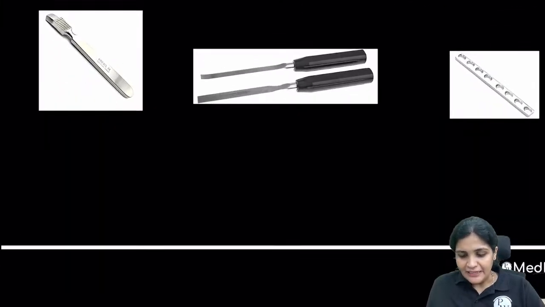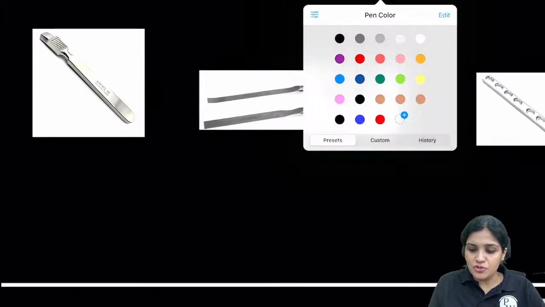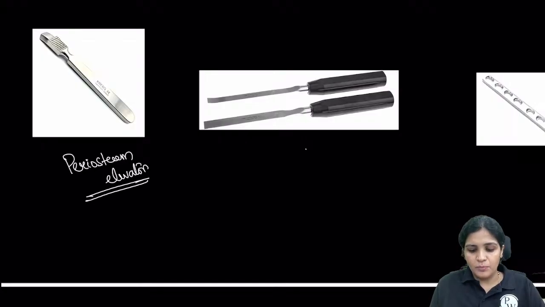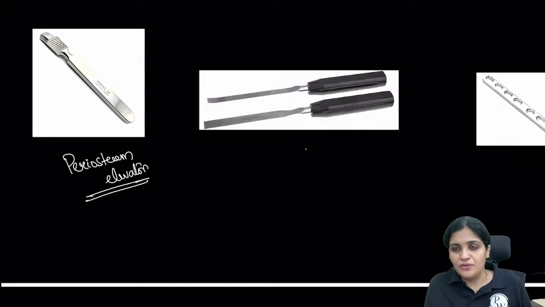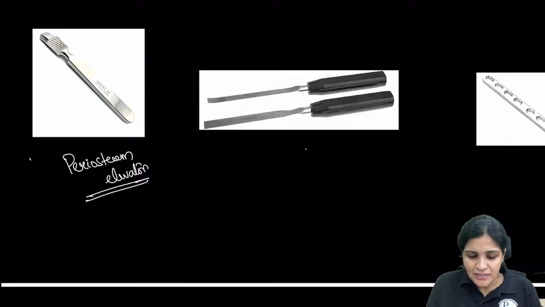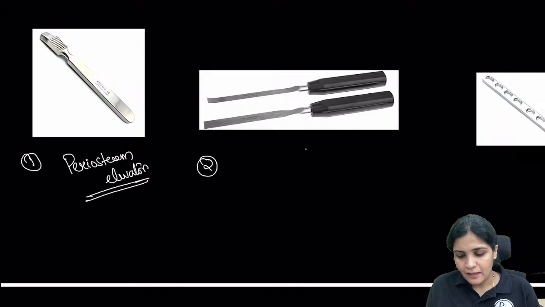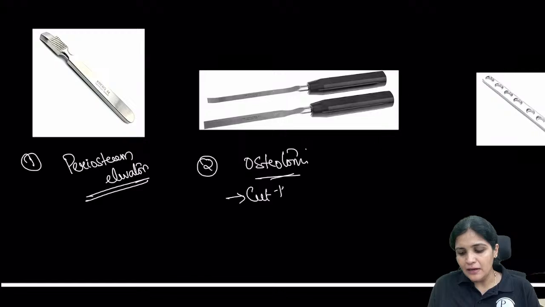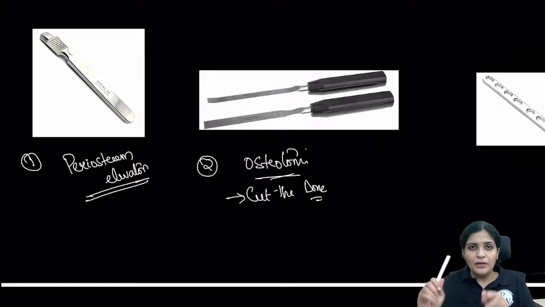Okay, and finally, not to forget your instruments, which are very, very important. This is your periosteum elevator. Whenever you want to fix plates onto the bones, you have to remove the periosteum, and for that we use the periosteum elevator. And what is the second one? Osteotome. You can see there is a sharp edge. These are mainly used to cut the bone. Whenever you want to do an osteotomy, you use the osteotome and break the bones.